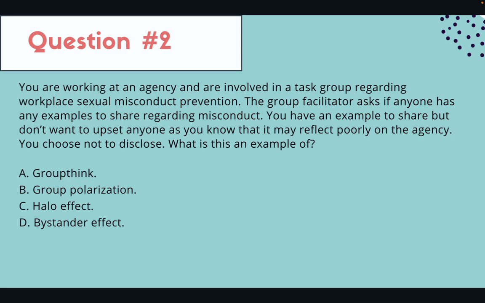So, you're asked in a workplace setting to bring up any issues regarding sexual misconduct. You have something to share, but you're choosing not to disclose because you think not disclosing is going to be desirable. So, what is this an example of? A, groupthink. B, group polarization. C, halo effect. Or D, bystander effect.